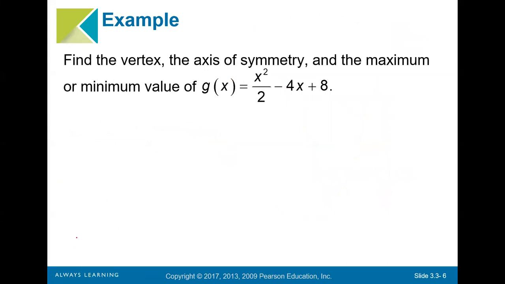Now in this one here, let's find the vertex. So what I would want is the axis of symmetry, the maximum, minimum. Before I even say anything, let's rewrite this in a format that looks more readable. So I'm going to break this apart. I'm going to have half. So I'm going to pull this half off of that x squared.